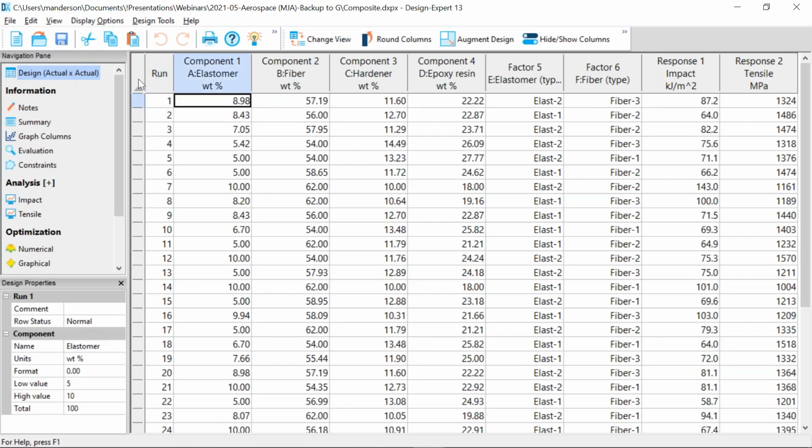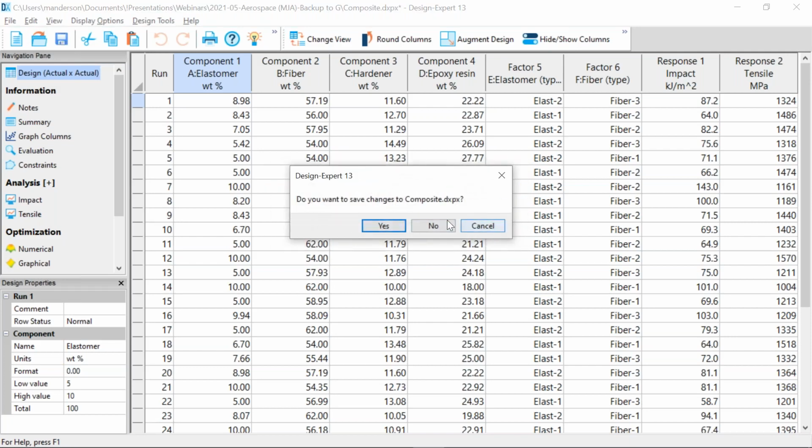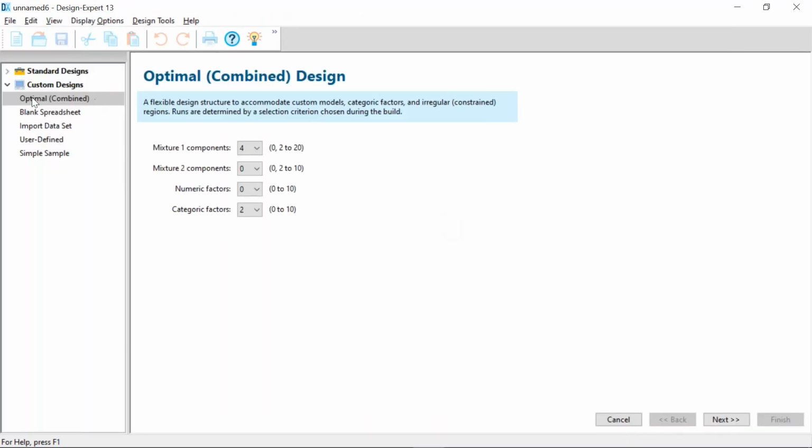And here it is again without the rounding. So we'll leave it like that. Now, the way this is built is it's going to be what we call a combined design, because it combines elements of mixture with 4 mixture components and categoric with 2 of those mixture components being with different categories of material types.